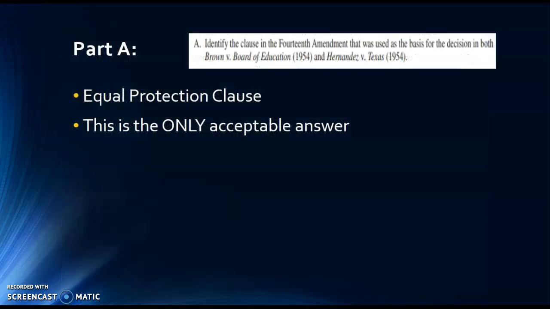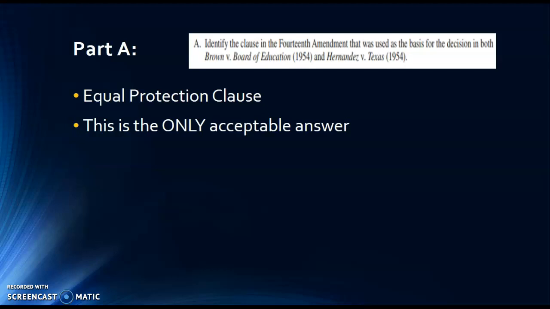So let's look at the first part here. Identify the clause in the 14th Amendment that was used as the basis for the decision in both Brown v. Board of Education and Hernandez v. Texas. So you probably already know that that is the Equal Protection Clause. That's the only acceptable answer. There's no way to put fluff into it. It's the Equal Protection Clause.